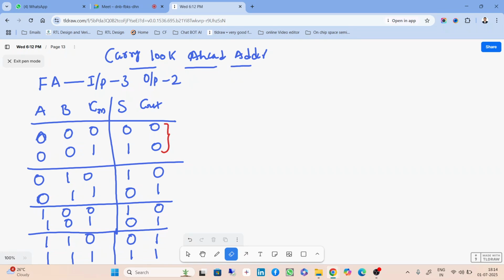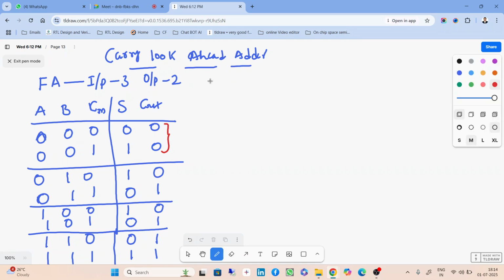If you see these cases, first case one. What is case one? Let us take A equal to 0, and B equal to 0. When C input is equal to 0, what is C out? Zero. And when C input is equal to 1, what is C out? Zero. Okay. So this is case 1.